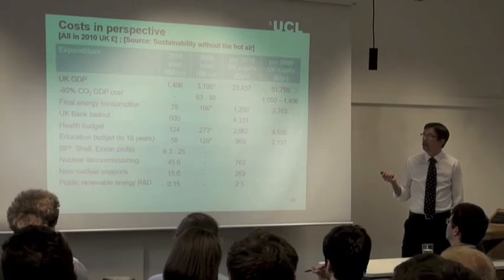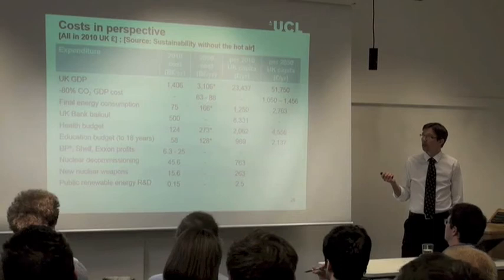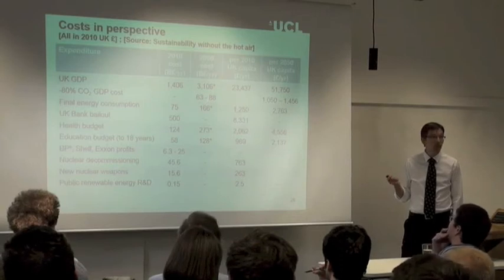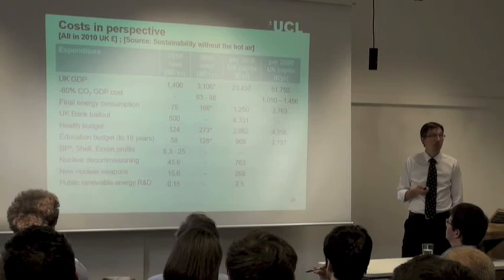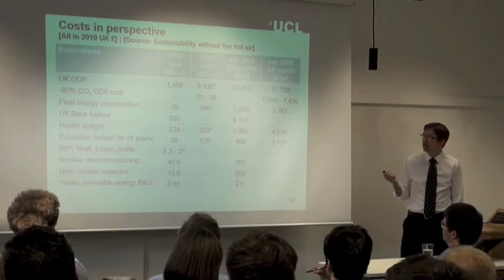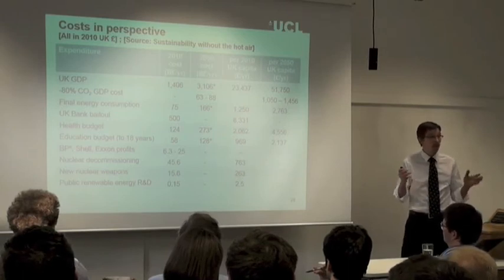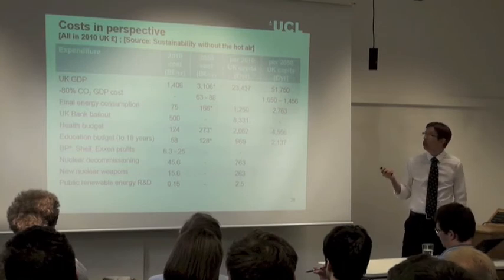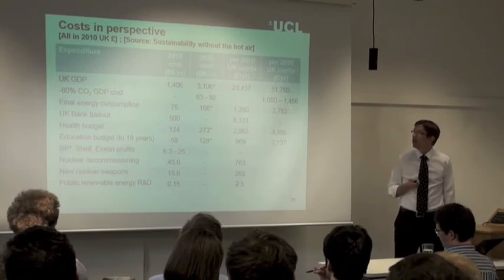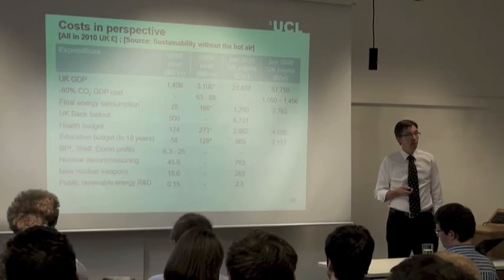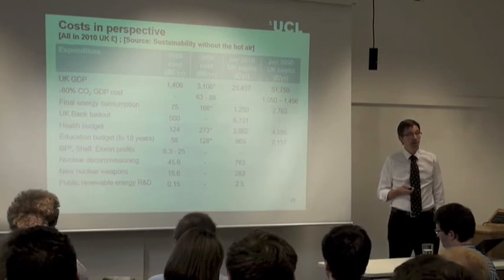This is not a full uncertainty range, but 2-3% of GDP is £60 to £90 billion per year. That's not an uncertainty range, that's just for these four scenarios that I showed. Which is, per person, about £1,000 to £1,500 per person per year.